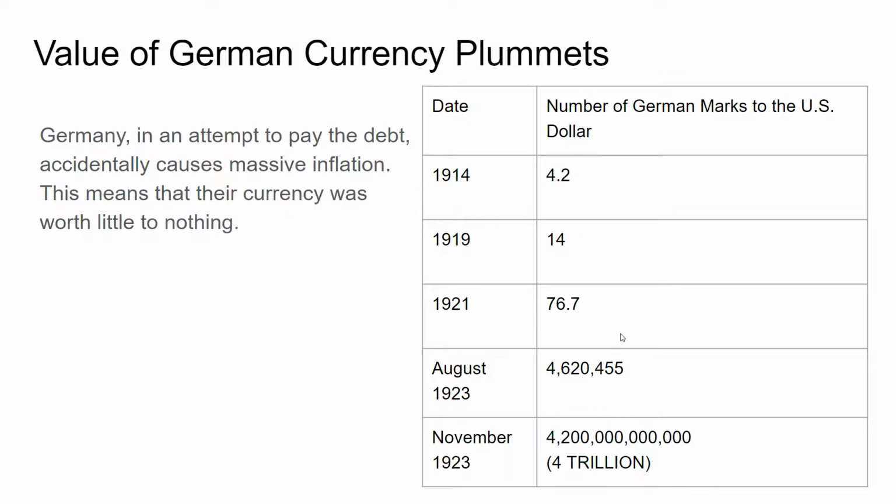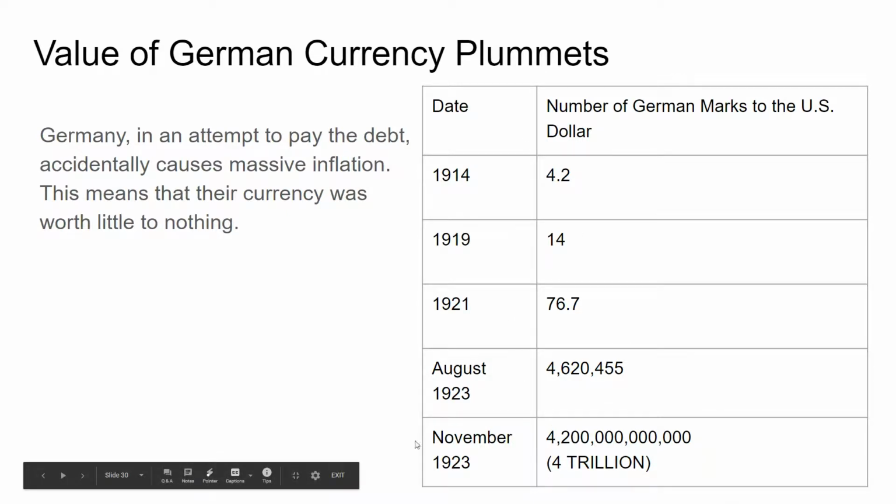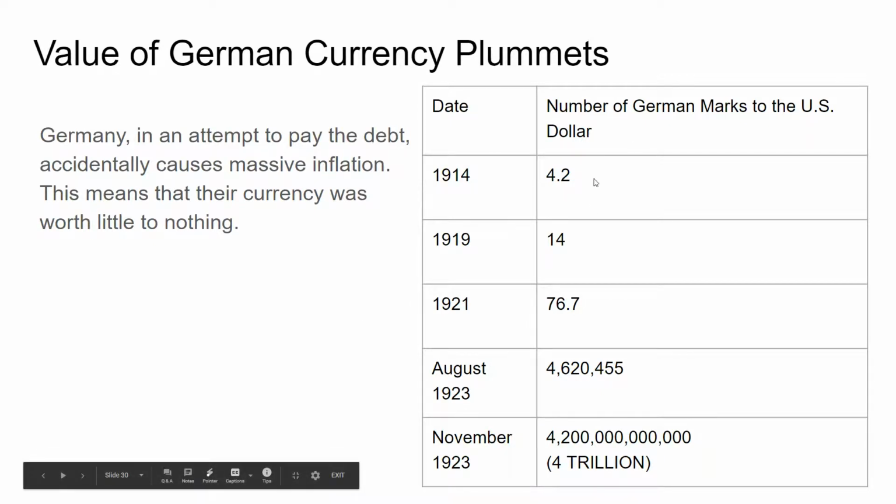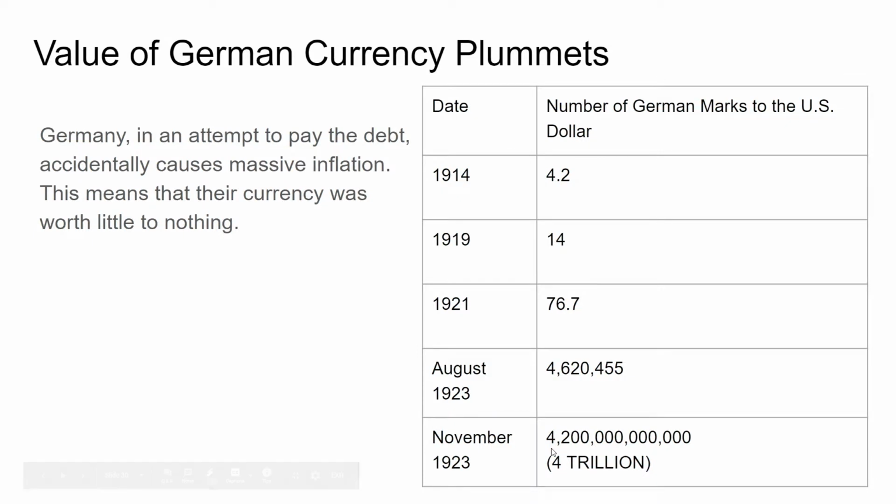And then you can see it just gets worse and worse to the point where, at its worst, this number is just astronomical. In November of 1923, you needed 4 trillion marks to have 1 US dollar. So that currency that, I don't know, maybe you needed 4 marks to buy a loaf of bread. Well, now you need 4.2 trillion marks to buy a loaf of bread.